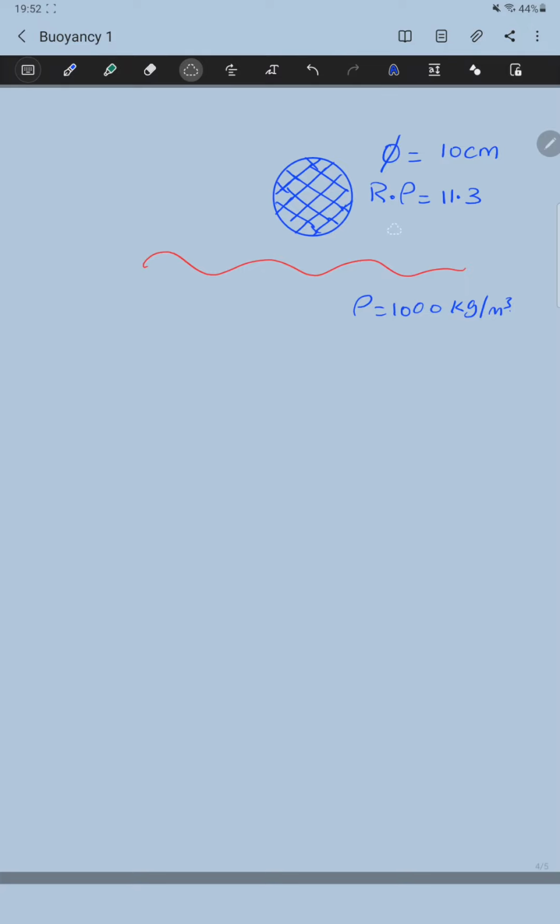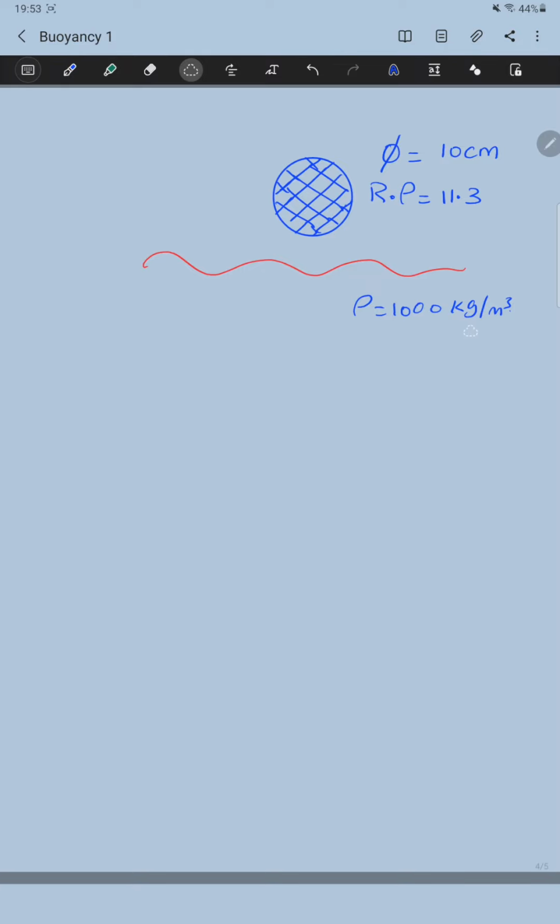Relative density is the density of any fluid or solid object with respect to the density of water. The relative density of water is 1 and the relative density of this object is 11.3, which means that it's already denser than water, so it will sink for sure. We know that it is going to be dropped in water of density 1000 kilogram per meter cube.